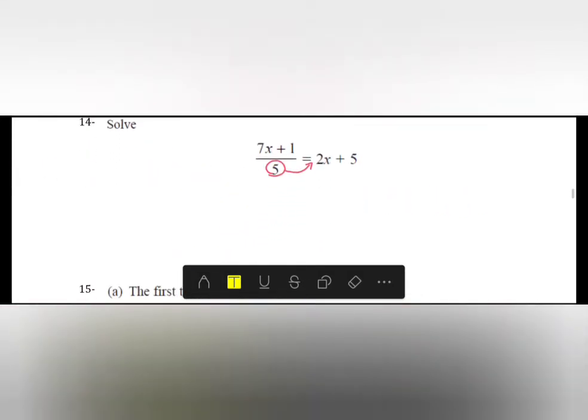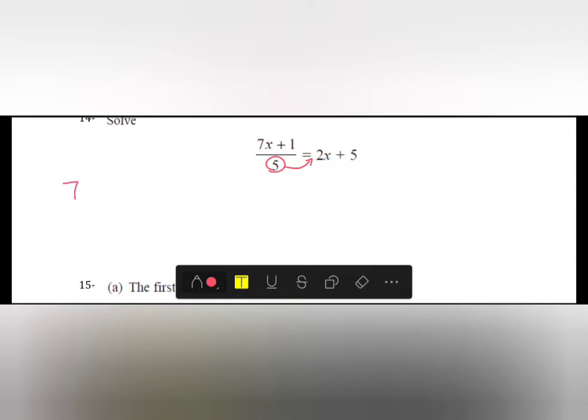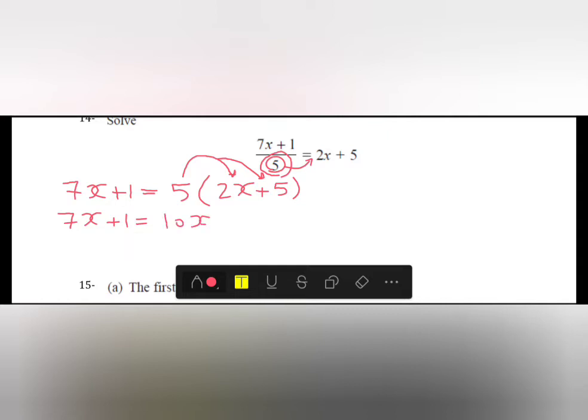So we're going to say what? 7x plus 1 equals, we took the 5 to the other side by multiplying, so it's going to be 5 multiplied by the whole thing, or the whole side. So the 5 will be multiplied by 2x plus 5. Very good. Now, I'm going to start with the expanding here. I'm going to expand the 5 here and here. I'm going to write this the same, 7x plus 1 equals 5 times 2x equals 10x. Very good. And then 5 times 5 equals plus 25.